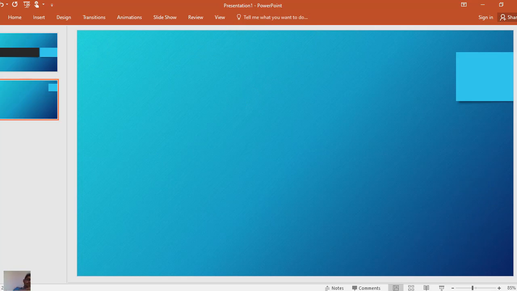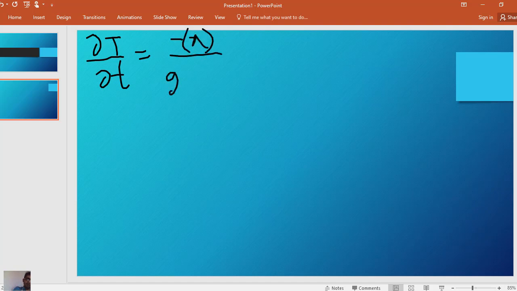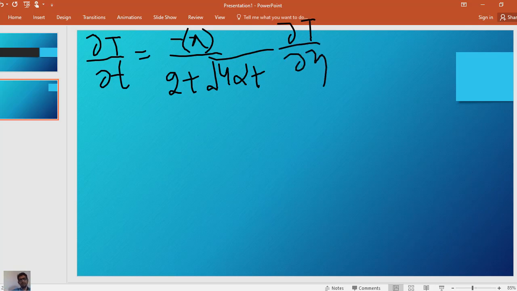So dT by dt is equal to minus x by 2t times the square root of 4 alpha time, times dT by d eta. This alpha is the thermal diffusivity. This is the right hand side of equation 1. Suppose this is equation number 3.